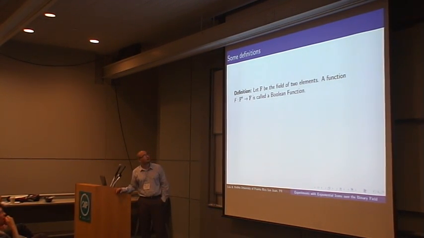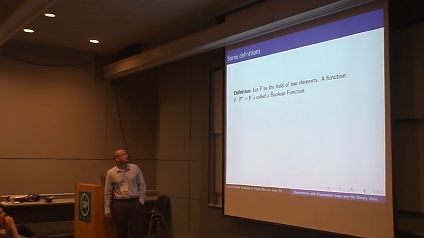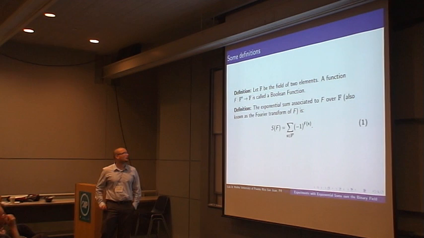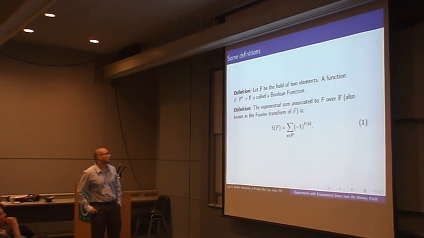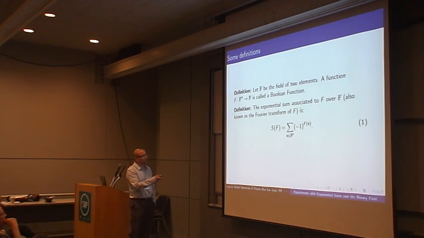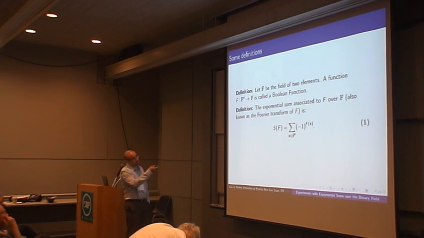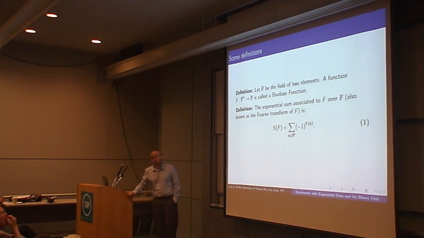Boolean functions have a lot of applications in cryptography. They are used, for example, for the creation of stream ciphers. The ones that I will be concerned with here are symmetric ones. Now, the exponential sum associated to a Boolean function is defined by this. You take all the elements in the vector space and you take minus one raised to the value of the function. That's what the exponential sum is.